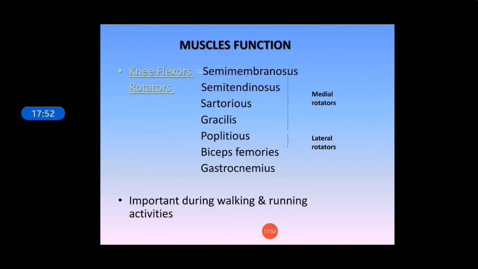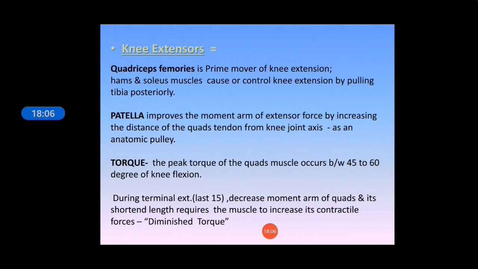Now, let us discuss the muscle functions around the knee joint. The knee flexors are semimembranosus, semitendinosus, sartorius, gracilis, popliteus, biceps femoris, and gastrocnemius, which are very important during walking and running. The knee extensors are mainly the quadriceps femoris, which is the prime mover of knee extension. The patella improves the moment arm of the extensor force by increasing the distance of the quad tendon from the knee joint, as it acts as an anatomical pulley.